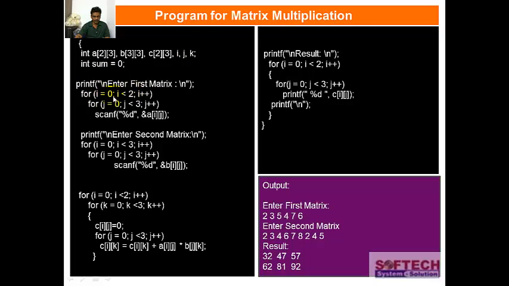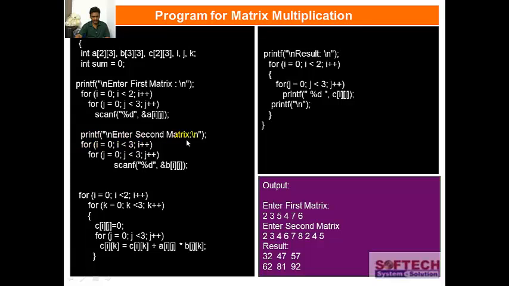i starts with 0, ends with less than 2, so 0, 1, because it is the rows of the A matrix. Then 3 is the columns, so we get the values. First A of 0, 0, then j rotates: A 0, 1, A 0, 2. It comes out of the inner loop and continues the outer loop. Now the i value is 1, then 1, 0, 1, 1, 1, 2. Then it comes out of the inner loop, so the value of i is 2 and it comes out. After getting 6 values, it comes out of the loop.